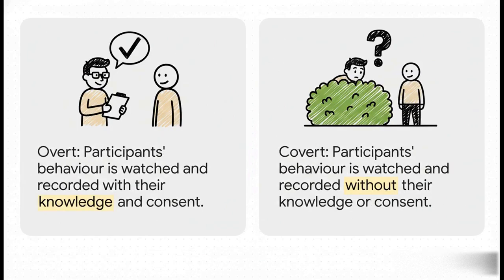And finally, the last big one. Do they know you're watching? In an overt observation, everyone knows they're part of a study and they've given consent. In a covert observation, they have no idea. Now, you might get more natural behavior with a covert study, for sure, but as you can imagine, it raises some massive ethical questions about deception and privacy.